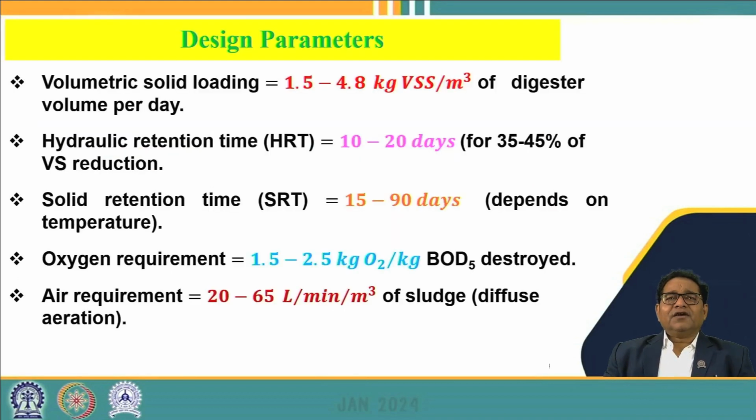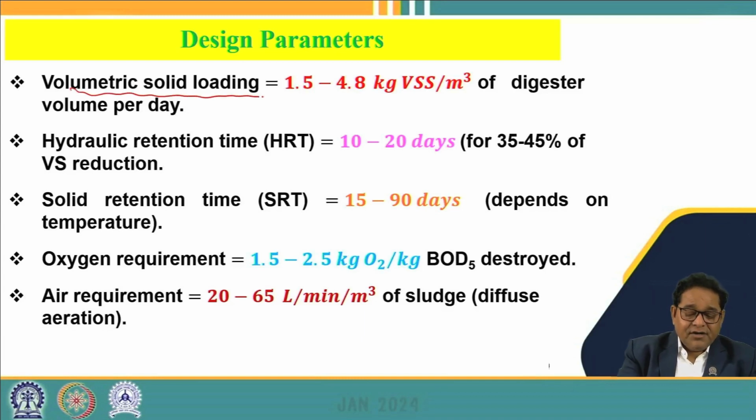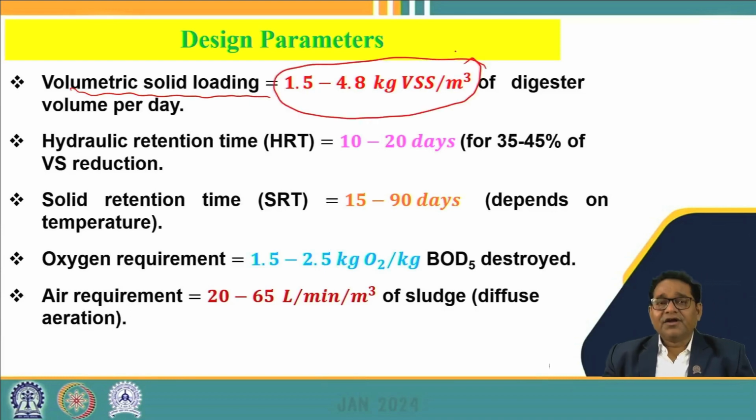So let us take the typical design parameters which are used in the design of the aerobic digester, that is the volumetric solid loading rate. This is one of the important parameters. The range of the volumetric solid loading rate is 1.5 to 4.8 kg of VSS per meter cube of digester volume per day. You can adopt this to find out the volume of the digestion tank required.